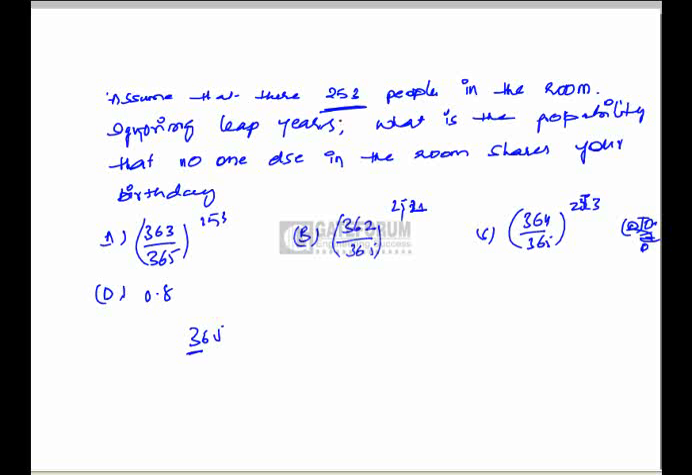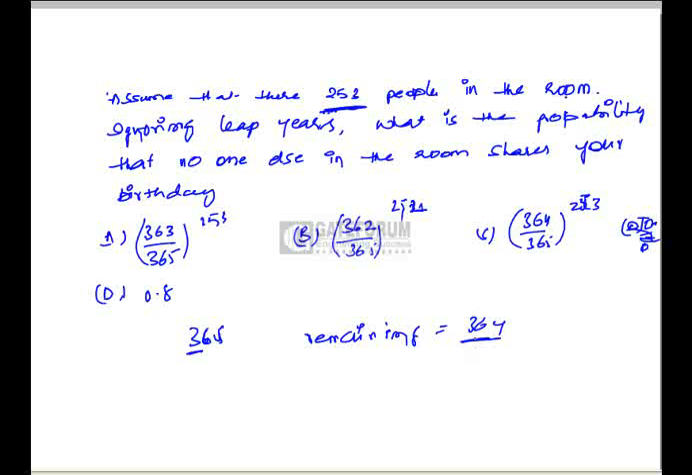It is given that there are 253 people in the room, and we have to find the probability of the event in which no one else in the room shares your birthday. If we ignore leap year, the number of days in the year would be 365, and your birthday can be any one of those 365 days. If we remove your birthday from 365 days, the remaining days would be 364.